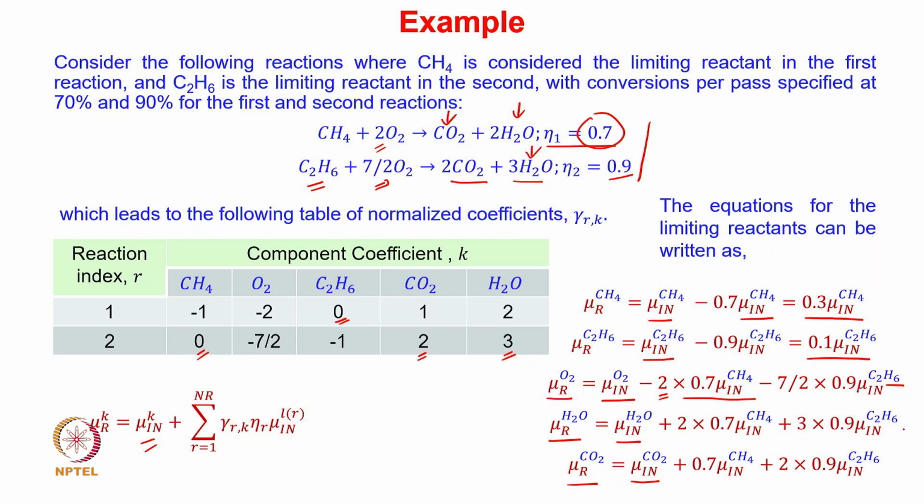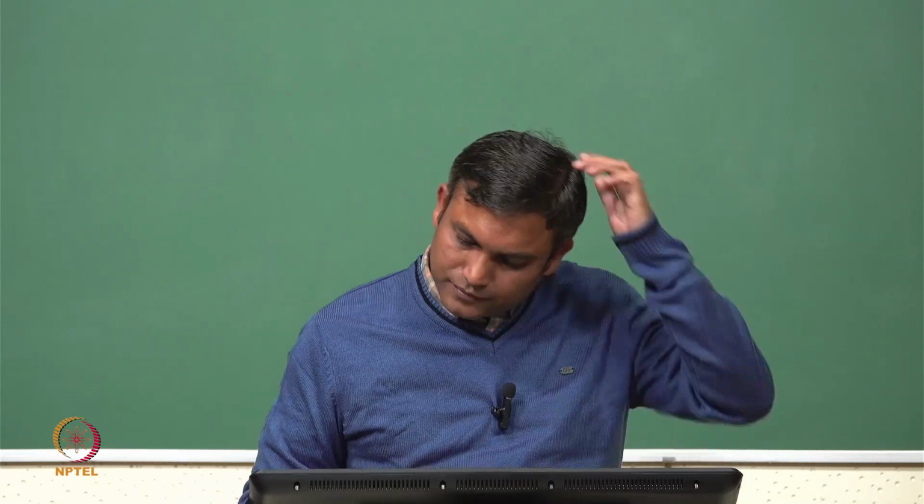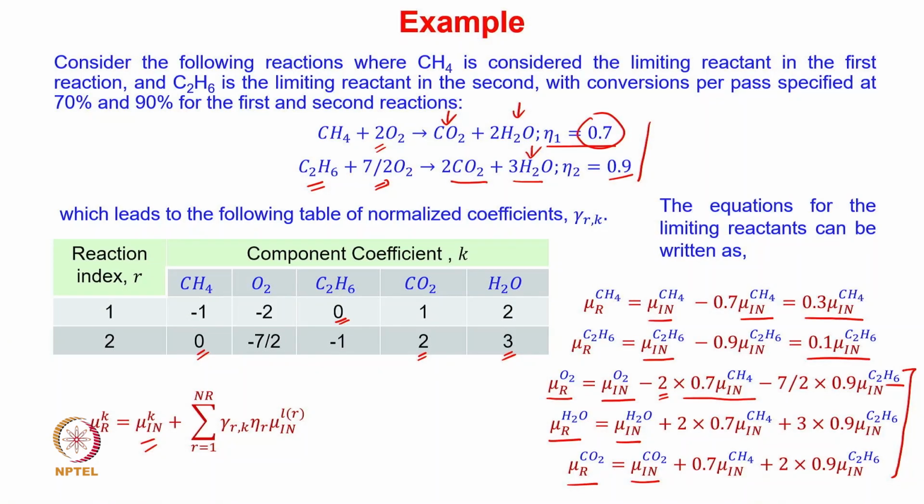You can see that in these three reactions, the consumption or production of O2, H2O and CO2 are represented in terms of the limiting reactants. So again you can see that all these equations are linear in nature, so we can solve these equations easily.